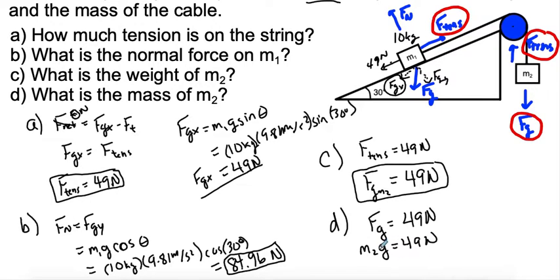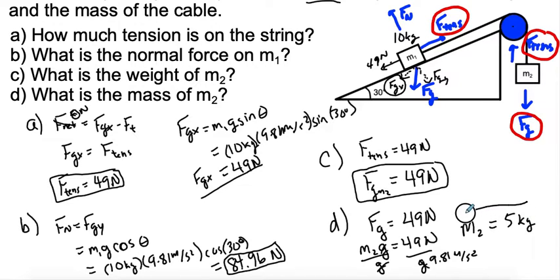So what are we going to do here? Just to find m2, we're going to have to divide out gravity. Okay, and gravity is 9.8, so I'll write 9.81 meters per second squared. We're going to divide out gravity, see what we get for mass 2, and we get 4.994, let's just call it 5 kilograms.